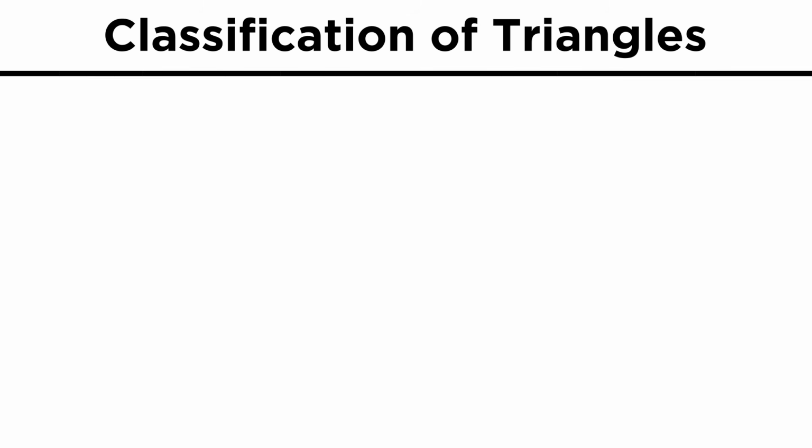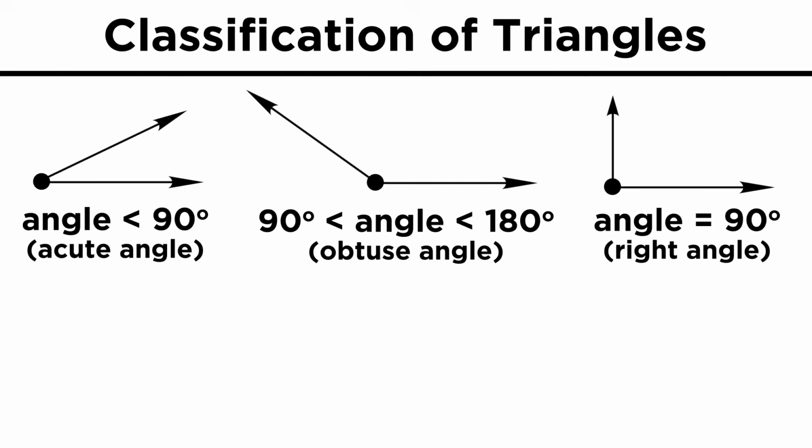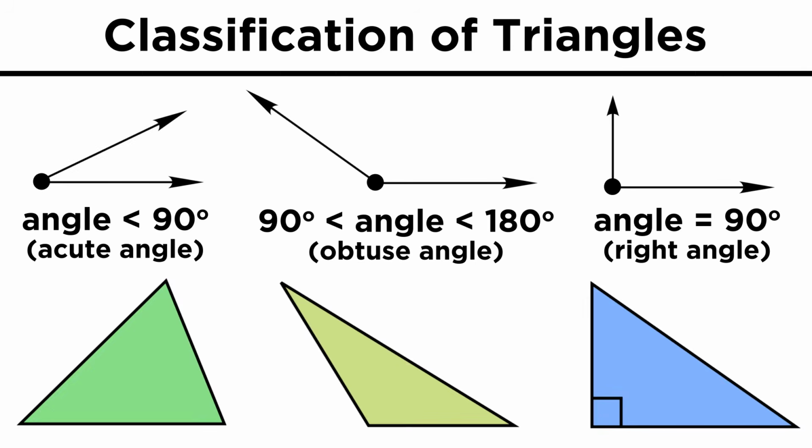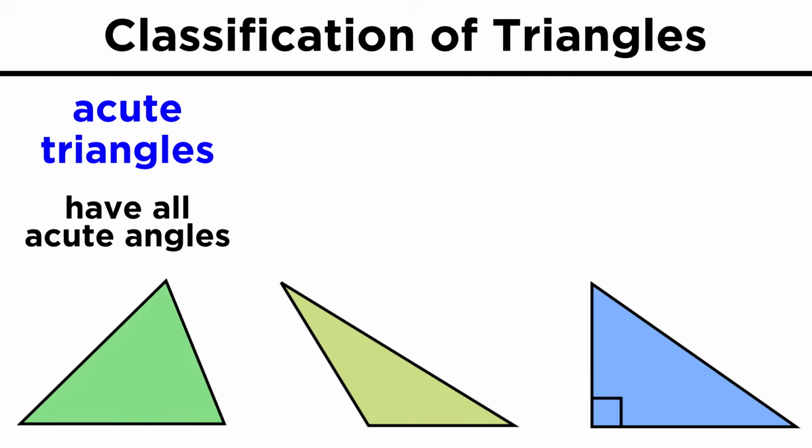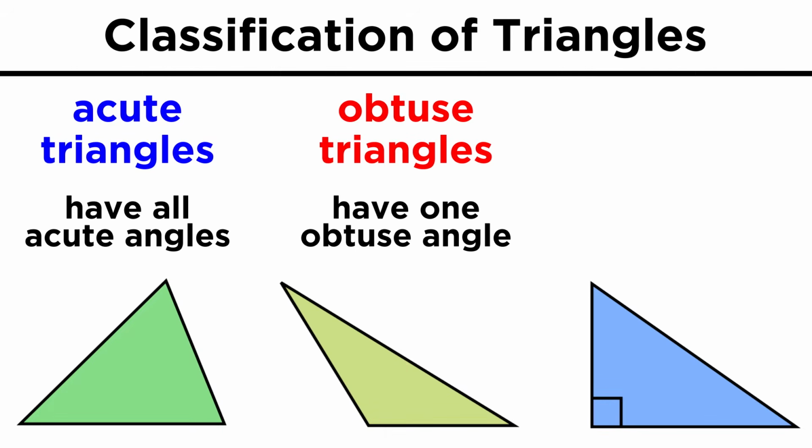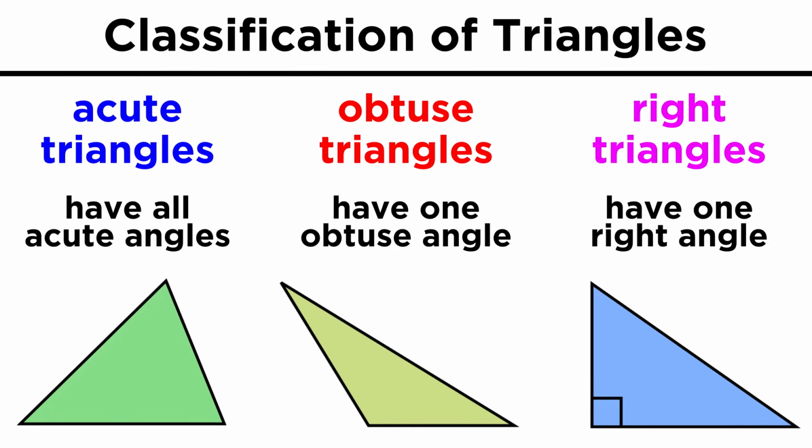First, a few general definitions. Since we know what acute, obtuse, and right angles are, we can then learn about acute, obtuse, and right triangles. Acute triangles have angles that are all acute, or less than 90 degrees. An obtuse triangle has one obtuse angle, or more than 90 degrees. And a right triangle has one right angle.